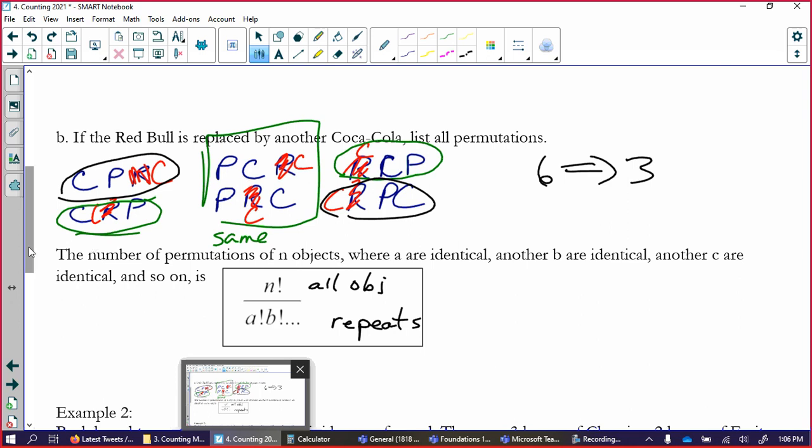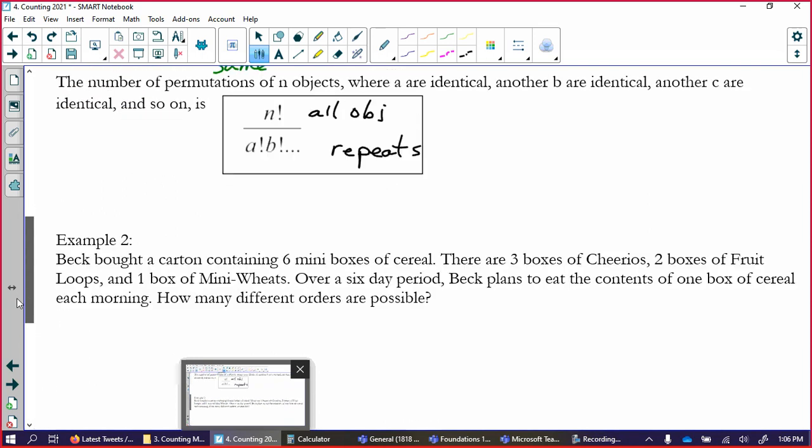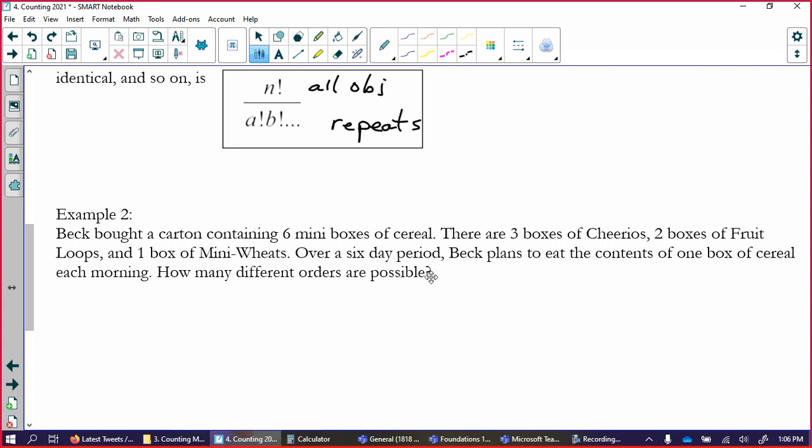So there's some kind of typical questions with these. Beck bought a carton of 6 boxes of mini cereal: 3 Cheerios, 2 Fruit Loops, and 1 Mini Wheats. Over a 6-day period, Beck plans to eat the contents of 1 box of cereal each morning. How many orders are possible?